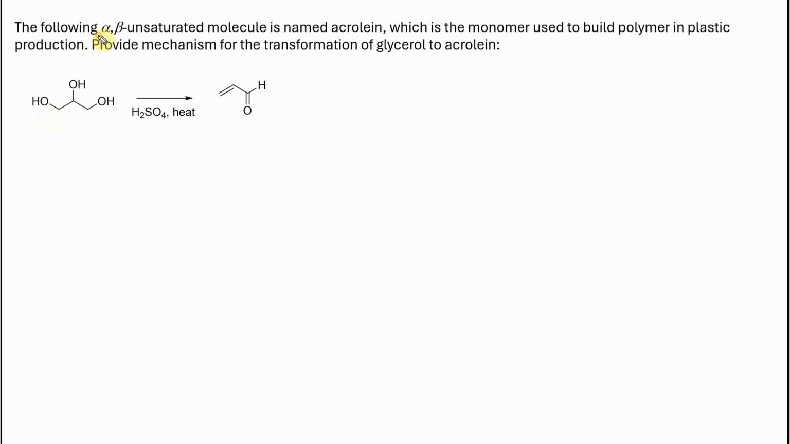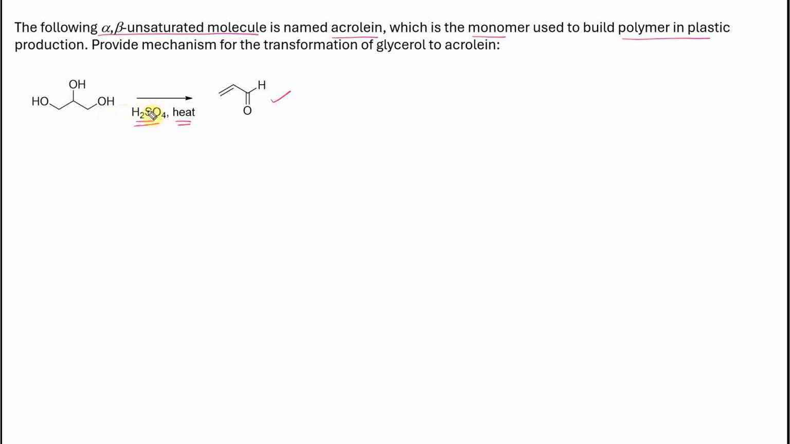The following is an alpha beta unsaturated molecule. It is called acrolein, and it's a monomer used in building polymers in plastic production. You ought to provide a mechanism for the conversion of glycerol to acrolein when sulfuric acid and heat are used.